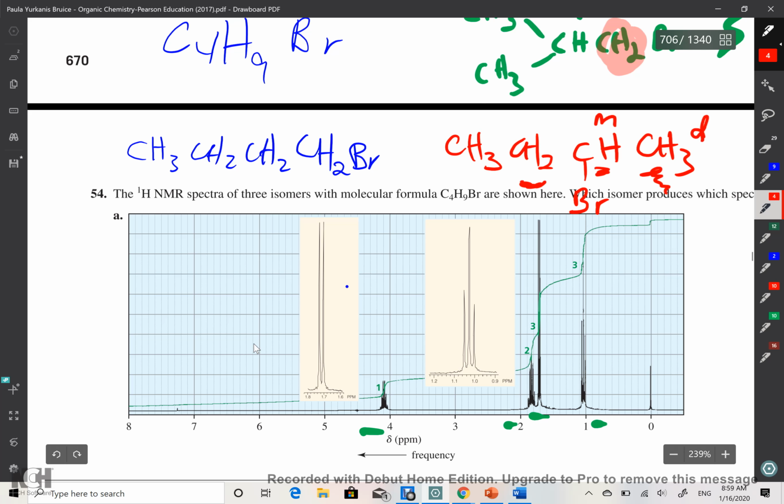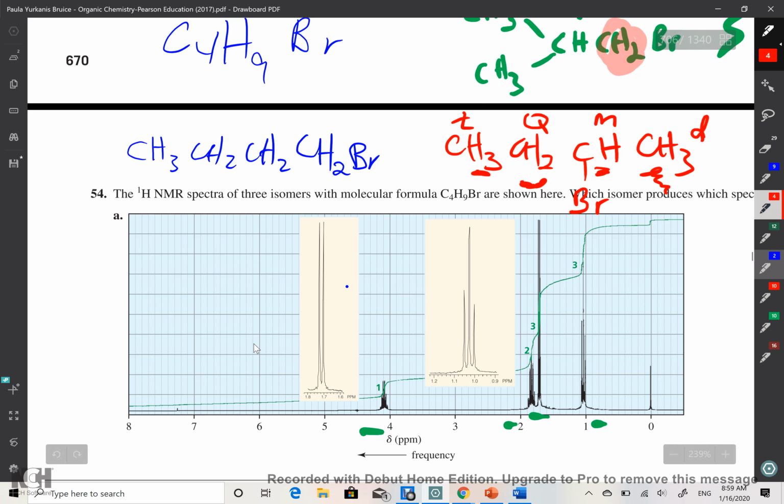The multiplicity for this guy over here. Well, how many levels are there? It will be 5 peaks, right? So 5 peaks, let's call it quintet, so we don't mess up. Let's call it quintet with capital Q. Lowercase q, I use that for quartet. And the last one, what would be the multiplicity? Triplet. So that would be a T.